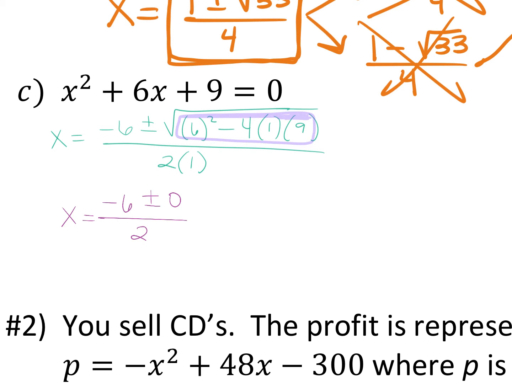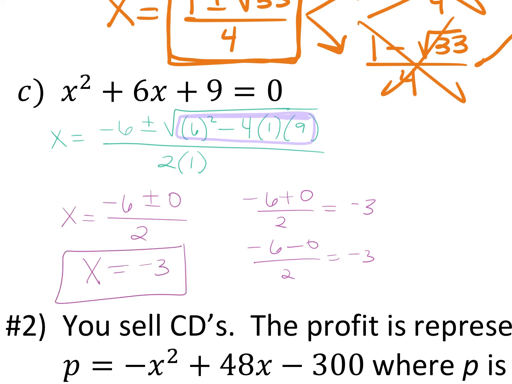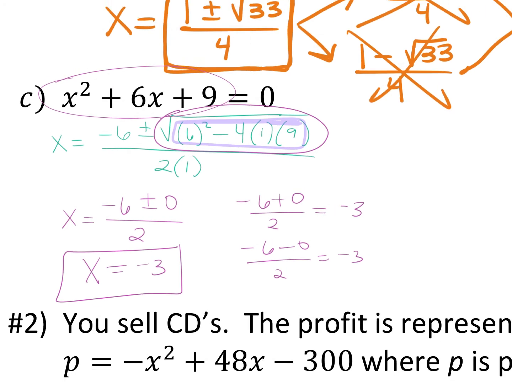Only 1, right? Because if I go negative 6 plus 0 divided by 2, that's negative 6 over 2, which is negative 3. If I go negative 6 minus 0 over 2, that's also a negative 3. So your answer is just x equals negative 3. And if you think about that, this one was factorable. You can see that when you factor it too, right? It would just be x plus 3 squared. So a negative 3 would be your only answer. So just be aware you can get one answer if this is 0. Okay, if it's not 0, you'll get a different set of answers, and we'll talk about that in just a minute.